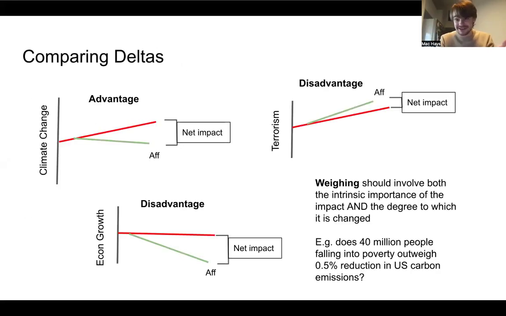So here's a better model. This is what you should be using instead. It's more true to what is actually happening in a debate. Instead of comparing the concept of an impact, which is just sort of the y-axis here, you should be comparing the net impact, how much of a change there is between the two worlds along that y-axis.